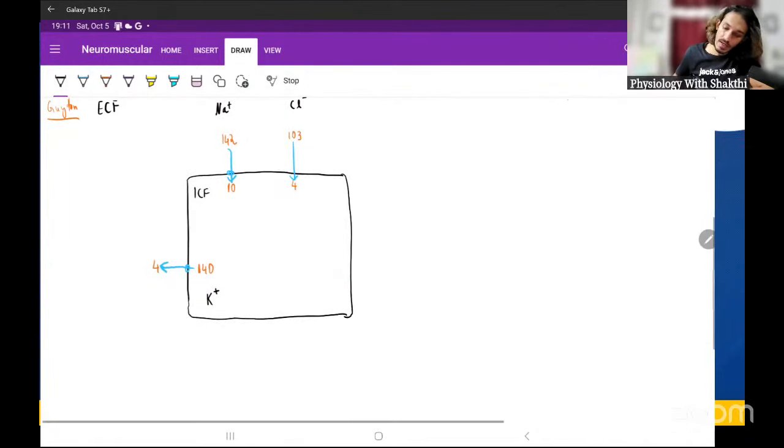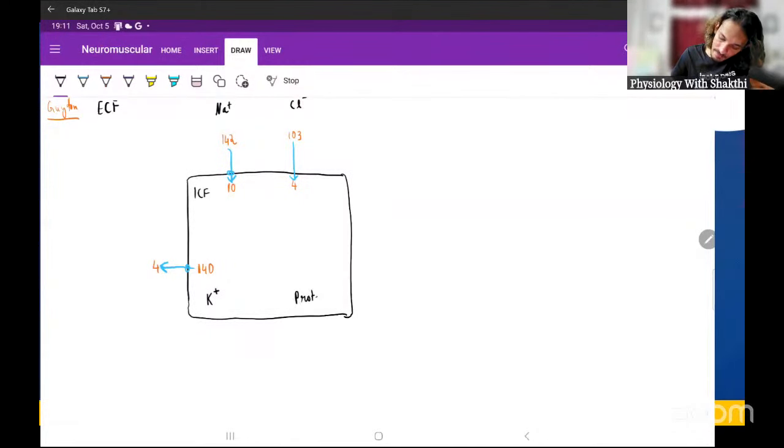So inside we have protein and we have miscellaneous phosphates. Which is the major? If that is the question, then the answer has to be phosphate. Around 75 is outside and inside, and 4 is outside.